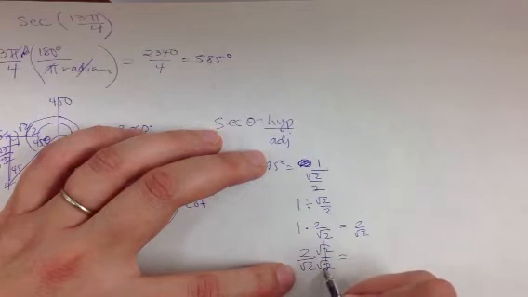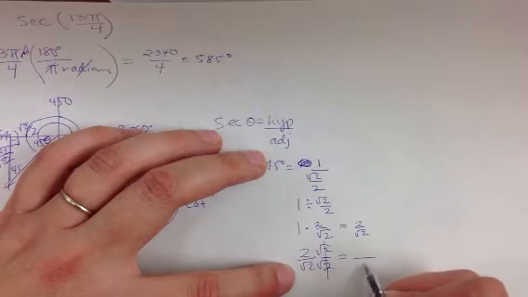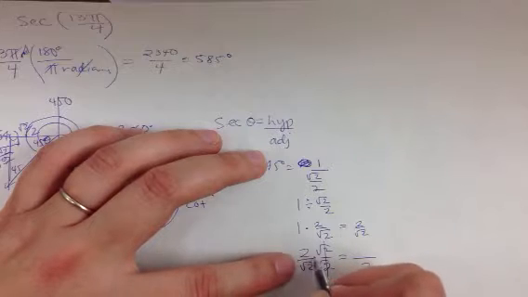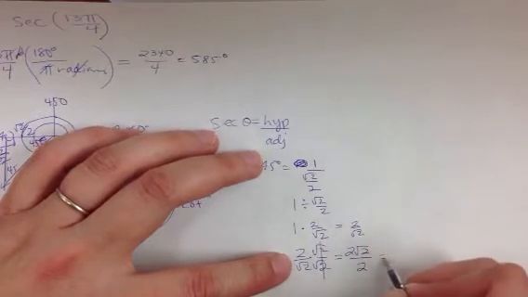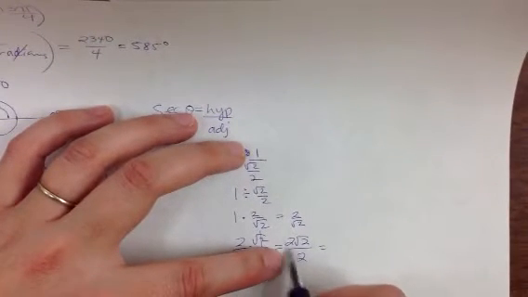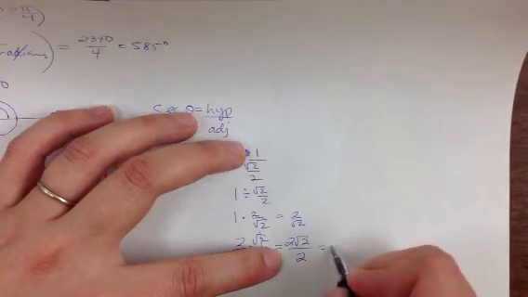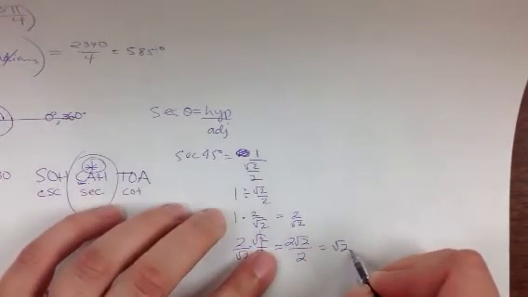Square root of 2 times the square root of 2 is the square root of 4. The square root of 4 is just 2. 2 times square root of 2 is 2 square roots of 2. And I just reduce it. These are both outside the radical, so 2 over 2 reduces to 1. It leaves me just with the square root of 2.